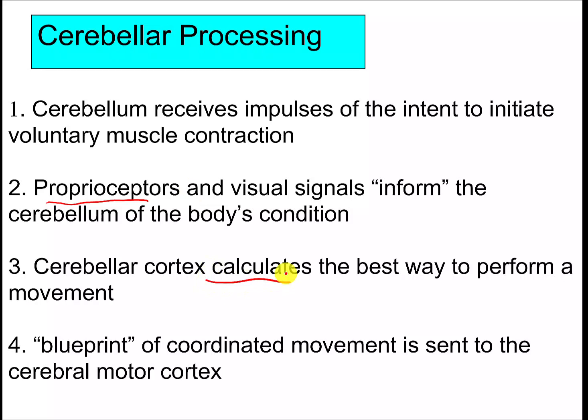So in other words, it decides which muscles have to move and with which amount of force, which have to relax, and what is the order of the muscular movement. That's kind of complicated. So it sends a blueprint of what movements are needed to the cerebral motor cortex for it to carry out. That is what cerebellar processing is.